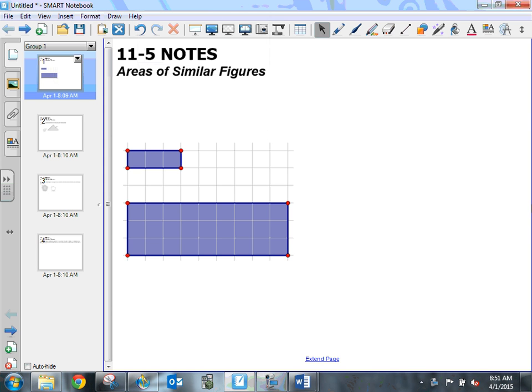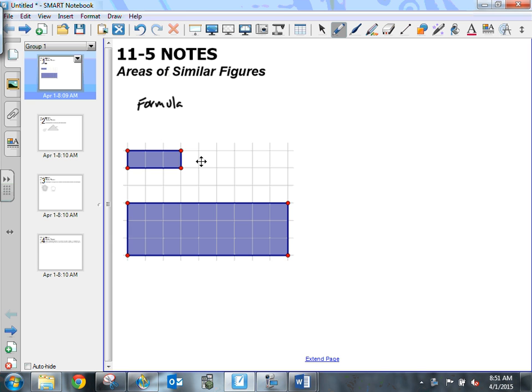Okay, the following is a video over the 11.5 notes. What we're talking about here is the areas of similar figures. So I want to talk about the formulas and how we get areas of similar figures.